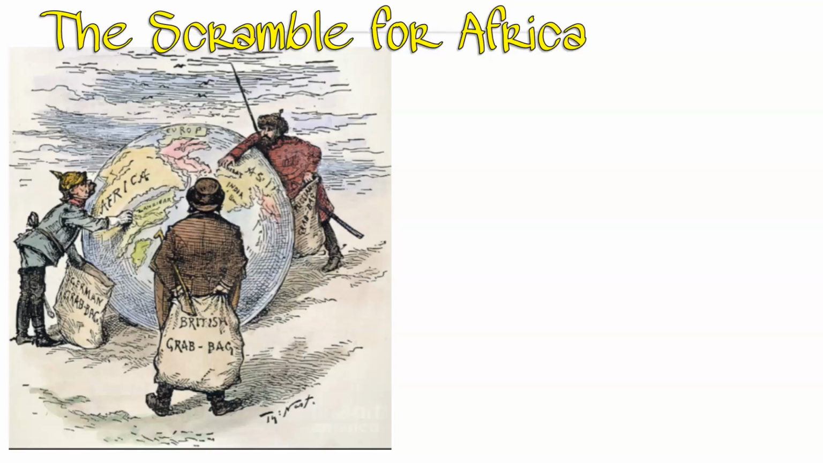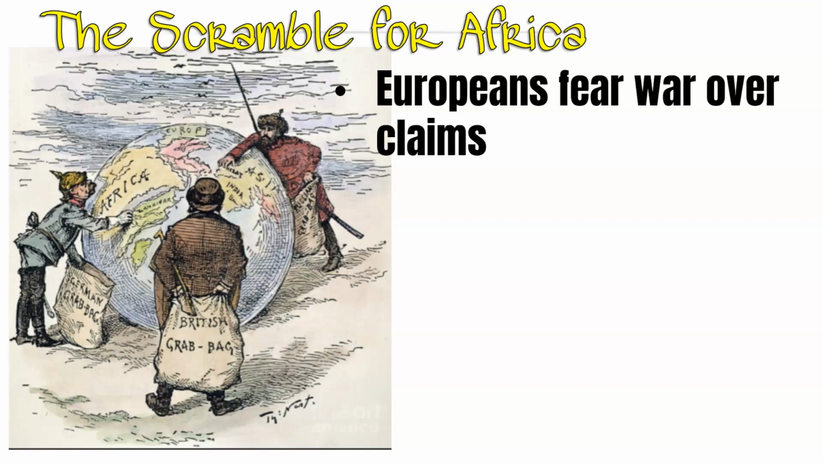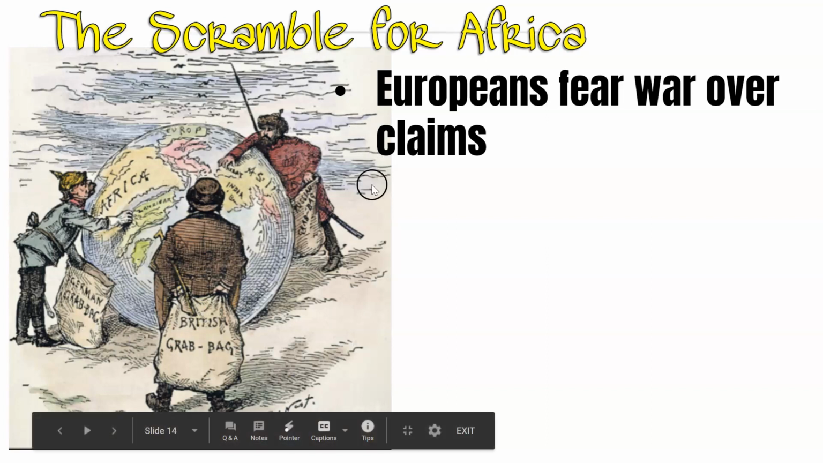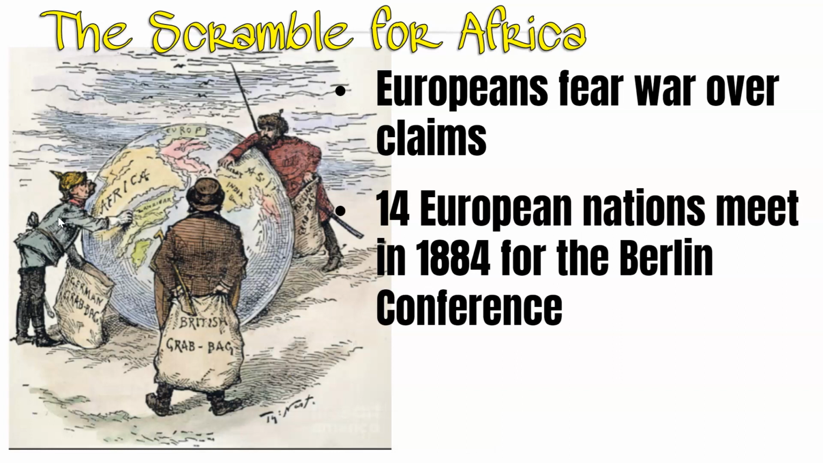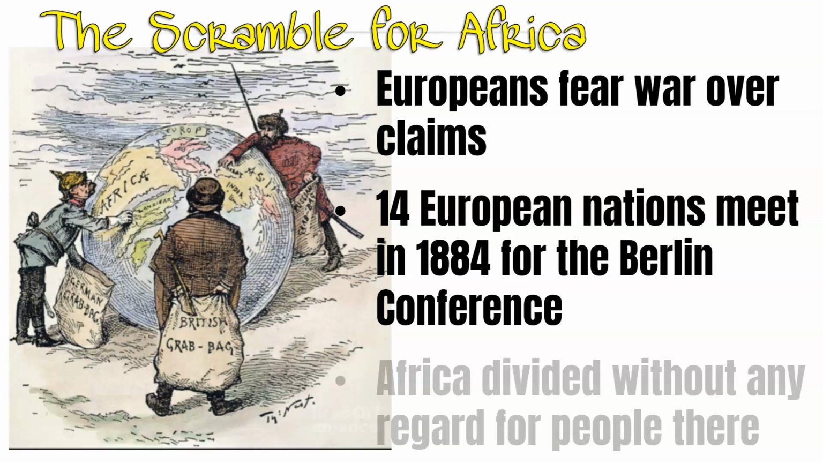Which ultimately led to the scramble for Africa, where we have Europeans fearing war over territorial claims in Africa. And you can kind of see that from this political cartoon on the left-hand side, where you have roughly 14 European nations meeting in 1884 for what was called the Berlin Conference to divide up Africa and make it so that every European country has control over a piece of it, and that nobody's being left out, so that they don't go to war.